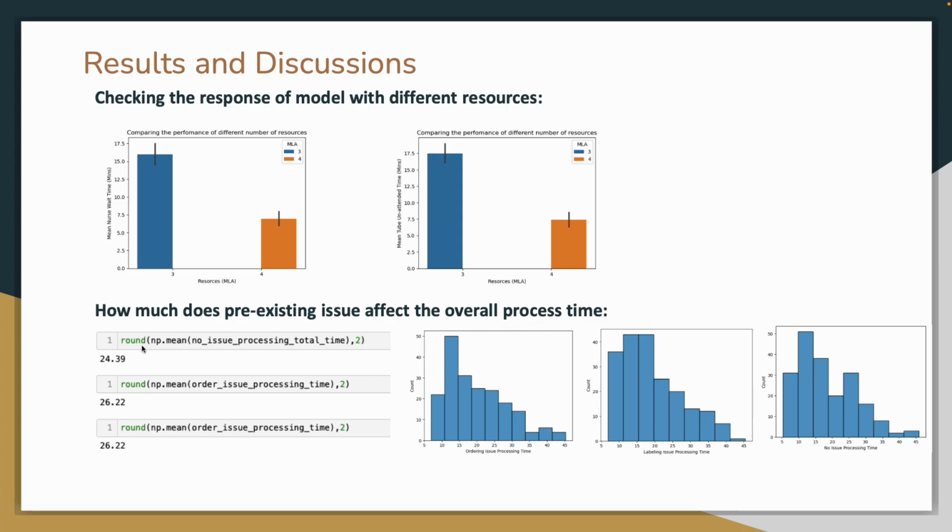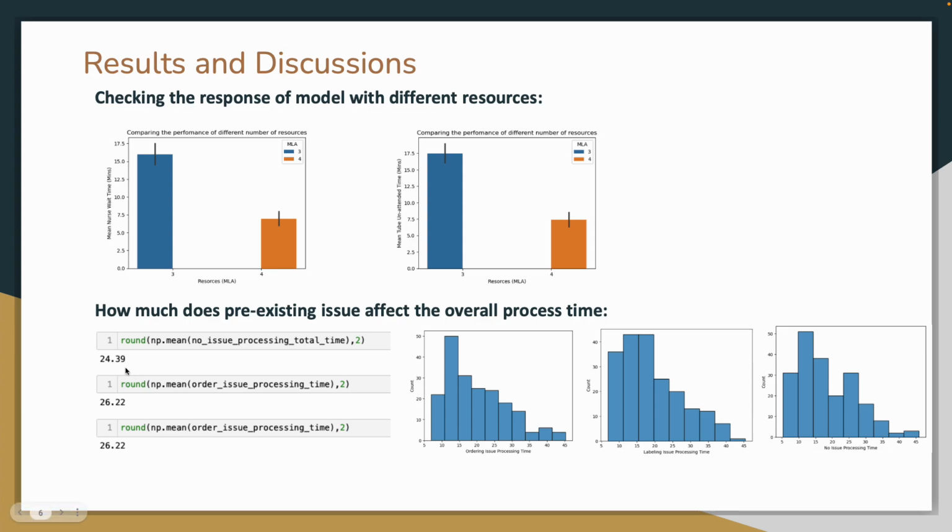So over here, this is a specimen with no issues, which takes roughly about 24 minutes if we are 3 people working, not 4. For 4, it's like 15 minutes. And a specimen with ordering and labeling issues, sorry about that, it should have been labeling issue, but again, it's up to be like 2 minutes over the actual processing time.